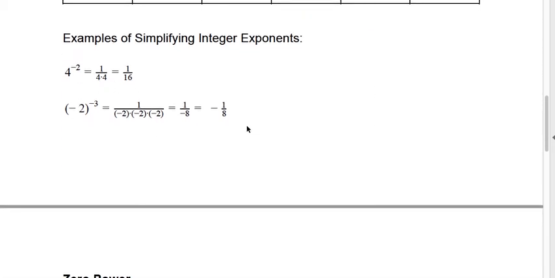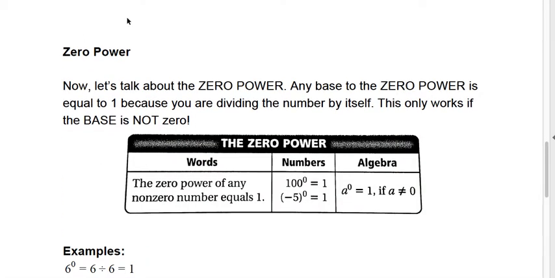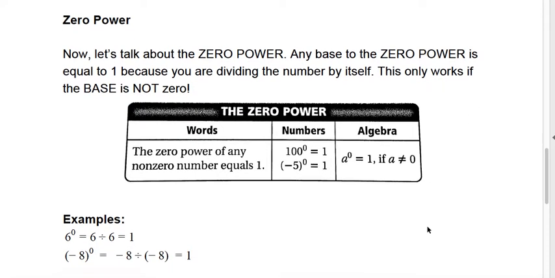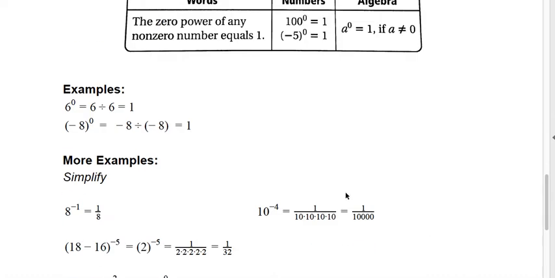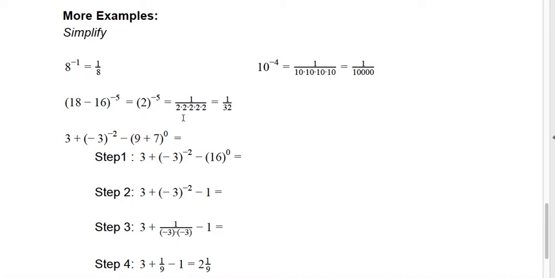So here's some examples. Those are really fun to make and really satisfying. A little reminder about the 0 power. The big thing is you cannot have 0 to the 0 power. That's not a thing. You can't do that. More examples of the 0 power. All right, these examples might help you with your homework.